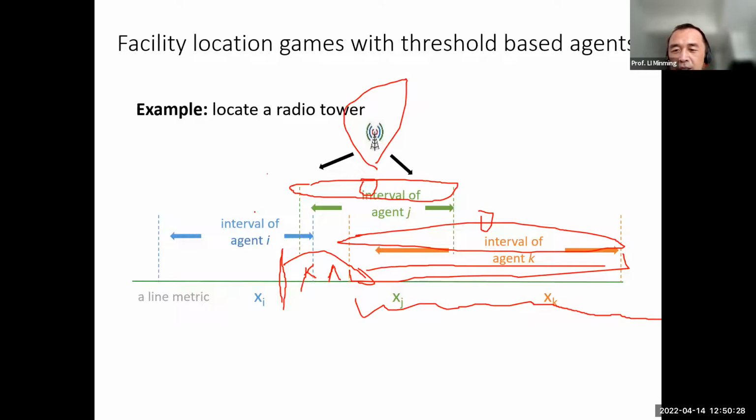Yeah, you're right. It's binary. Each agent is either satisfied or not satisfied. So it's only two cases, right? Either inside the interval or outside the interval. How far away, I don't care. If you're outside by 1 meter or outside by 1 kilometer, to me it's the same, because in both cases I cannot receive any signal. So why bother, right? The same utility.